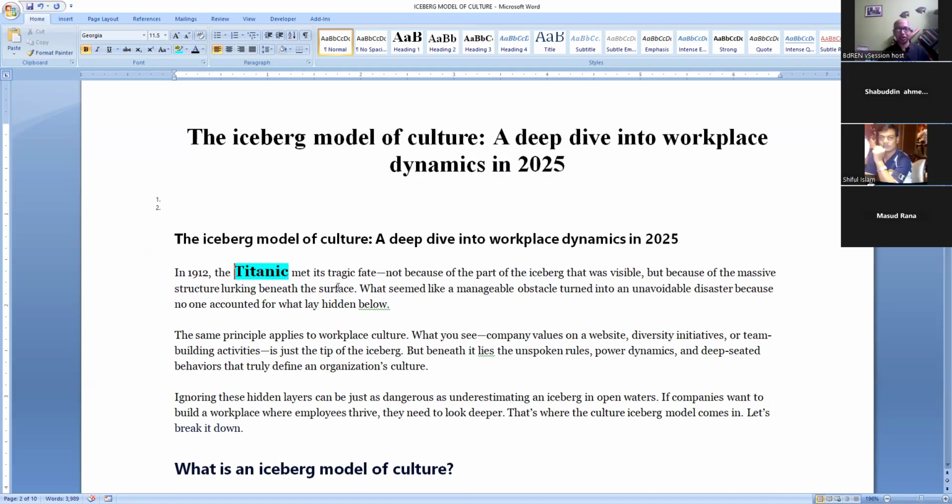In 1912, the Titanic met its tragic fate, not because of the part of the iceberg that was visible, but because of the massive structure lurking beneath the surface. What seemed like a manageable obstacle turned into an unavoidable disaster because no one accounted for what lay hidden below. We usually identify what is visible from outside. We do not usually see what is lying beyond our sight. But the invisible ingredients are equally powerful, like the visible ingredients of your culture.